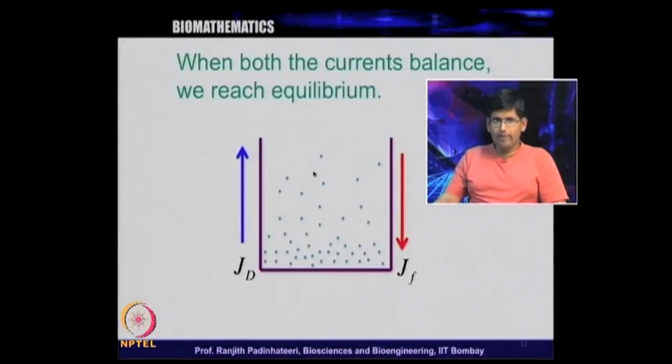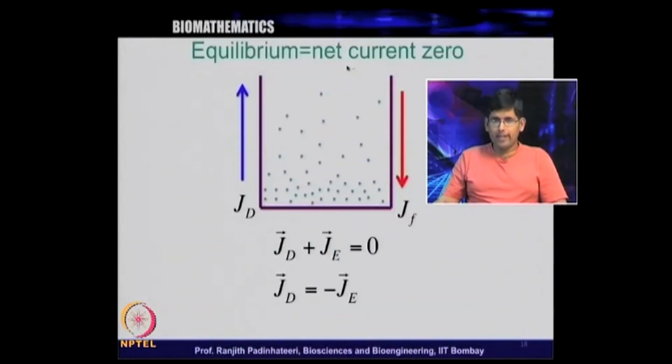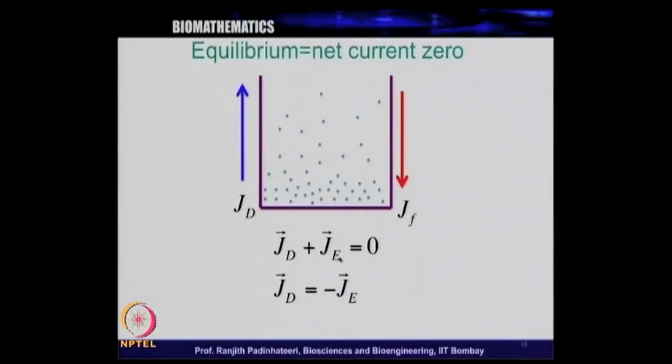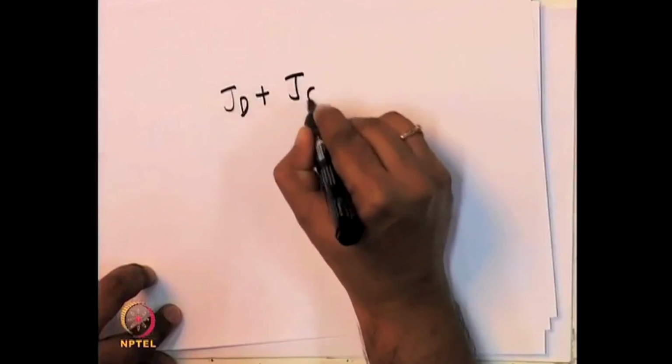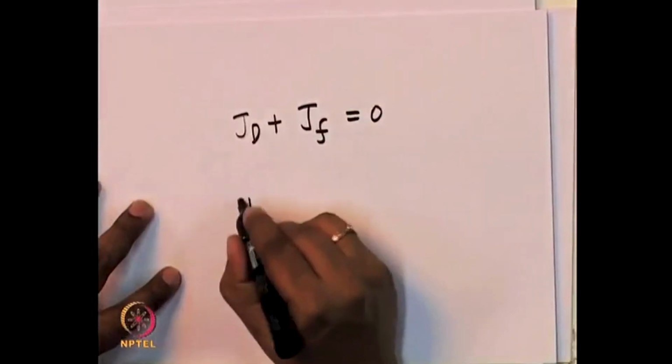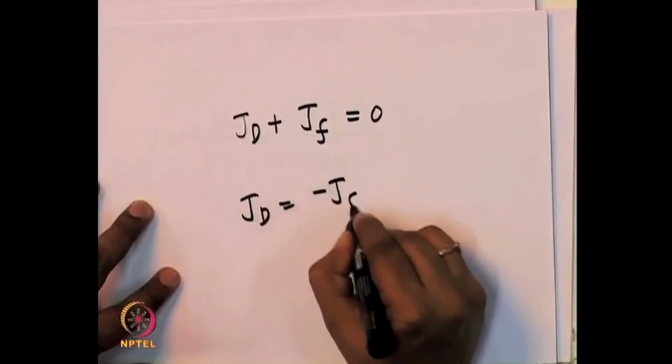This is exactly the argument that we discussed in the case of the Nernst equation. So, what does that mean? Equilibrium means net current 0, net current is nil. The total current JD plus JF is 0. Okay, what I meant here is JF. This is a typo here, it should be JF here. So, what I meant here is that JD plus JF is 0. In other words, JD is equal to minus JF.